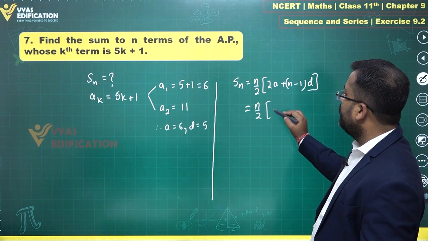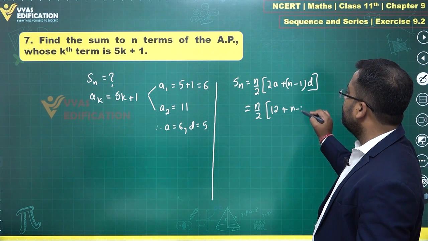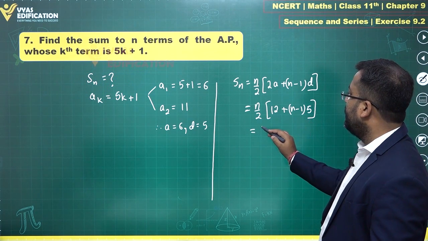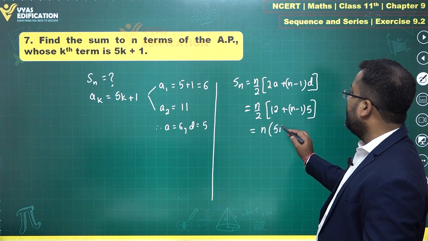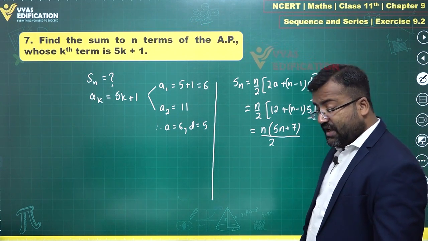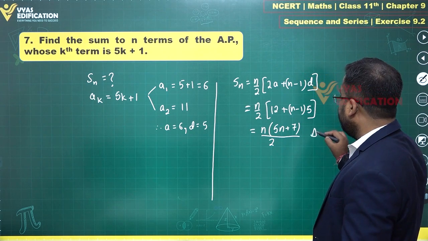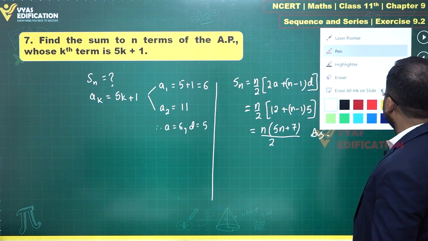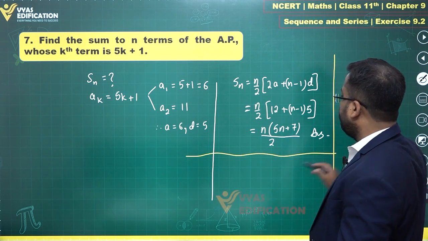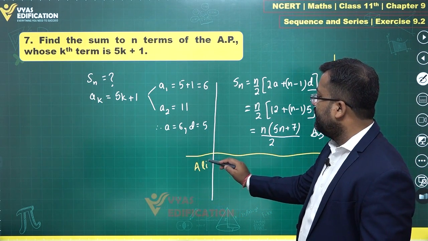2A will be 12 plus n minus 1 times 5 is what you need, right? This is n times 5n plus 7 upon 2. This is the final answer for this question, yes, but is this the only way? No, there's an alternative approach where you don't have to do all of this.